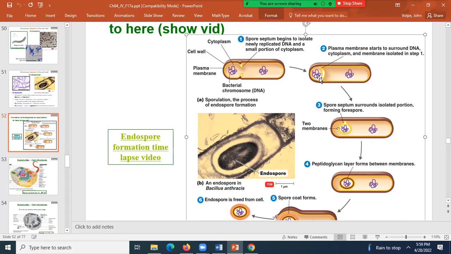So the plasma membrane starts to surround the DNA and the cytoplasm inside the endospore, as well as the rest of the vegetative cell. And then the cell wall starts forming between the cell. The endospore gets two membranes around it. Peptidoglycan forms between the two membranes. So instead of being outside the membrane, it's actually inside the two membranes.